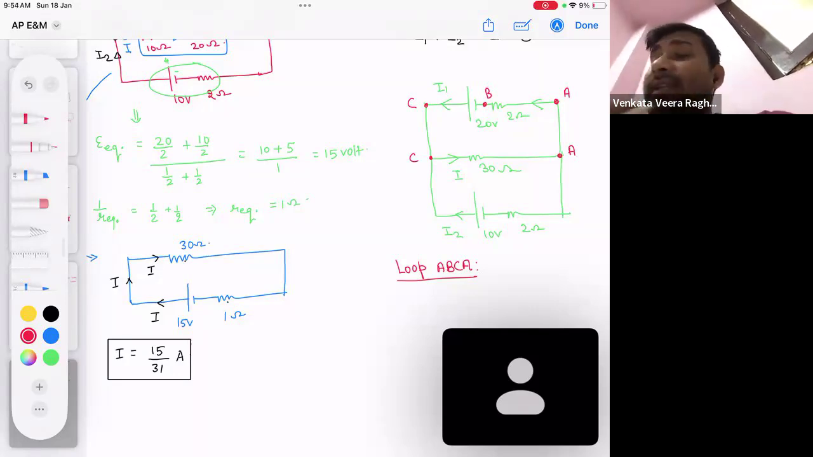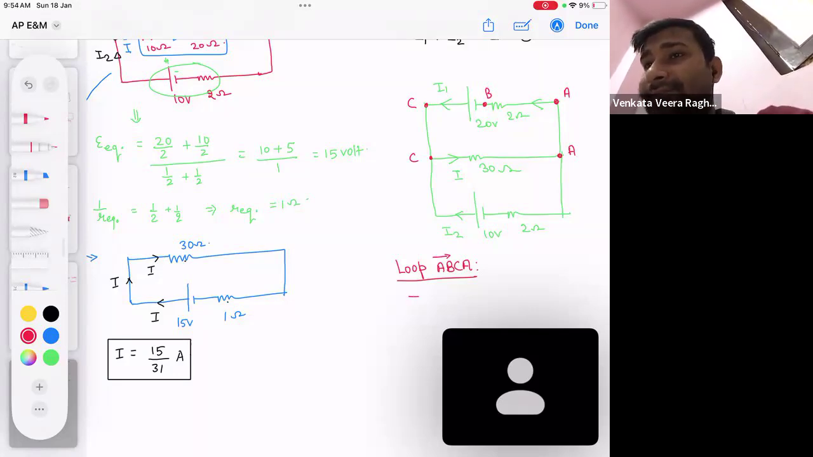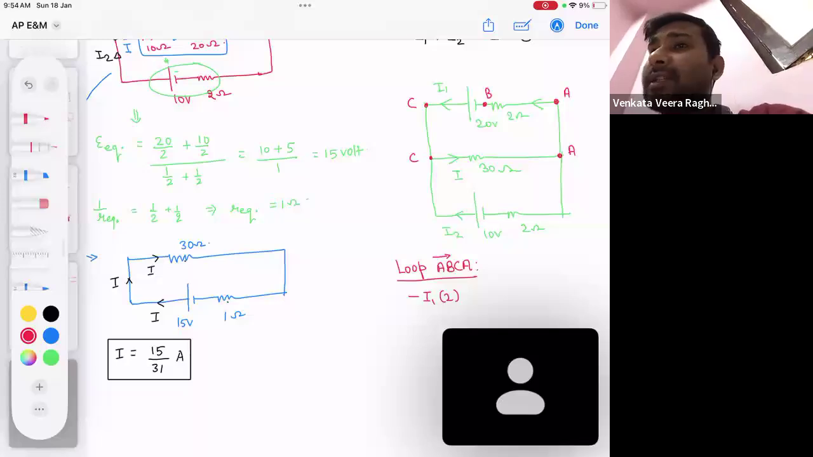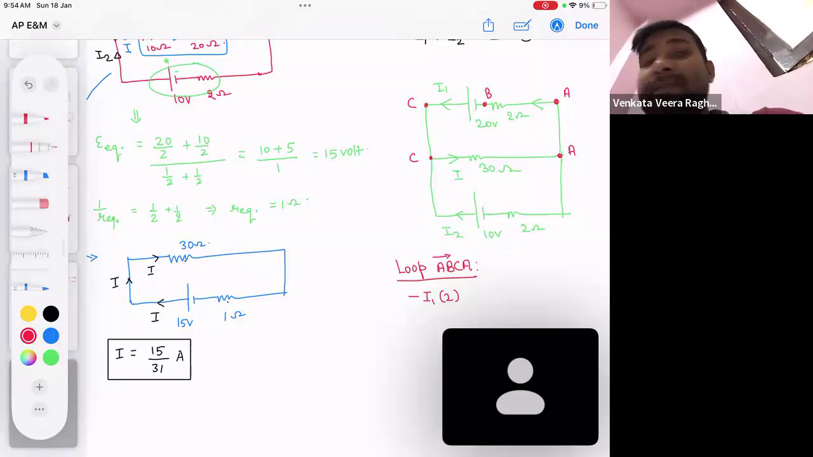A is high potential because current is flowing from A to B. So A is high and B is low, and you are going from A to B. So high to low means minus. How much minus? I1 into R. Now I reach the point B. B to C, there is a battery in between. B is connected to the low potential of the battery, C is connected to high potential. Low potential means negative terminal, high potential means positive terminal. Low to high potential means plus. How much plus? Voltage of the battery.